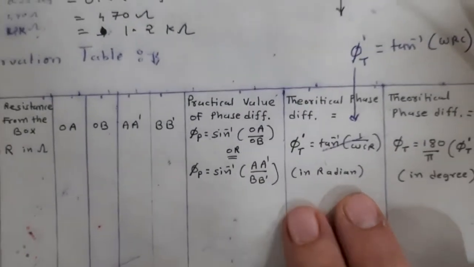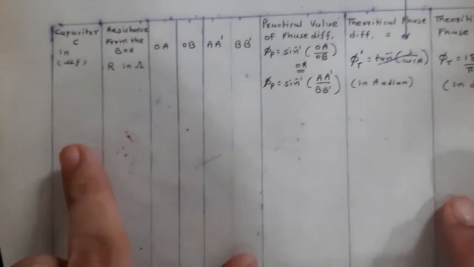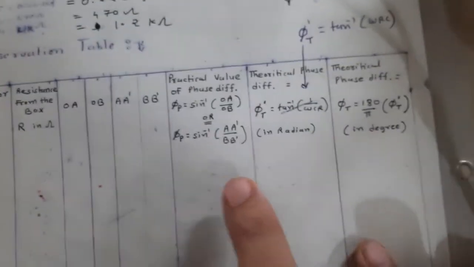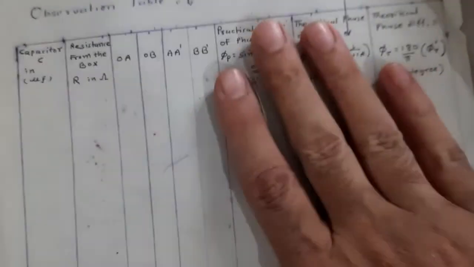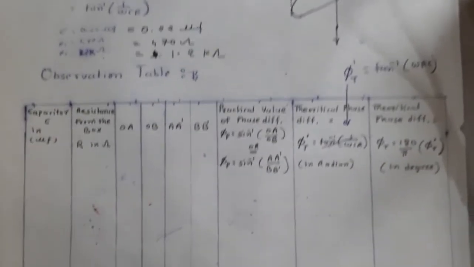Compare these two. Now the second part: change the capacitor C, change the R, find out OA, OB, AA dash, BB dash, the practical value and the theoretical value. In this way, we have to find out the phase difference of this pattern. Thank you.